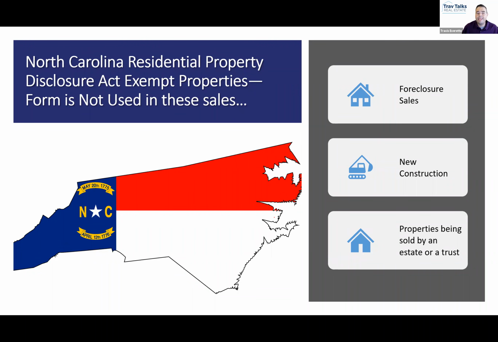There are 3 main categories of property that are exempt from the Residential Property Disclosure Act. And those are foreclosures, new construction, and any property that's being sold by an estate. And if you think about it, why do you think foreclosure sales would be exempt from the seller having to fill out a disclosure form?